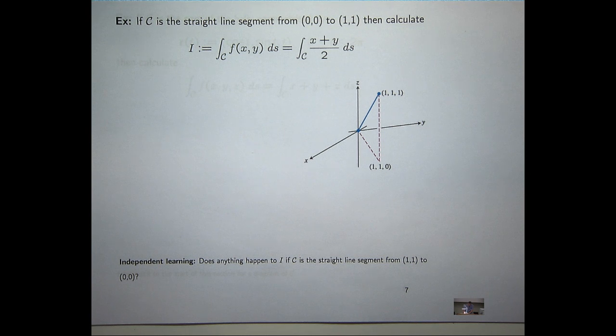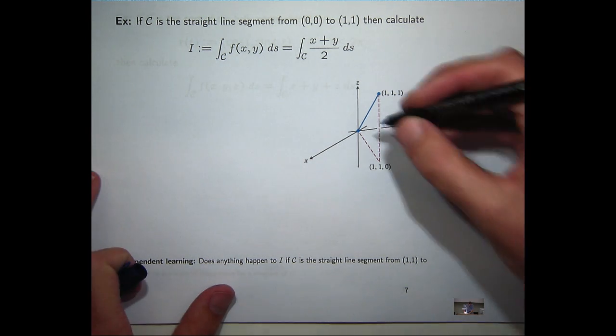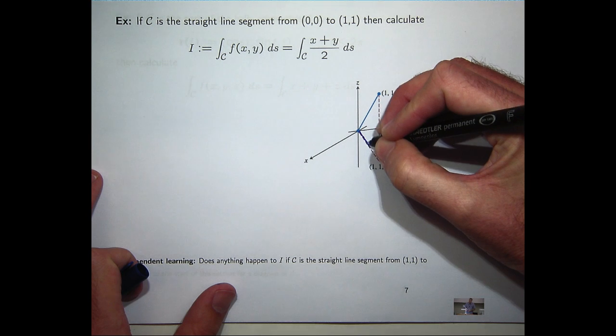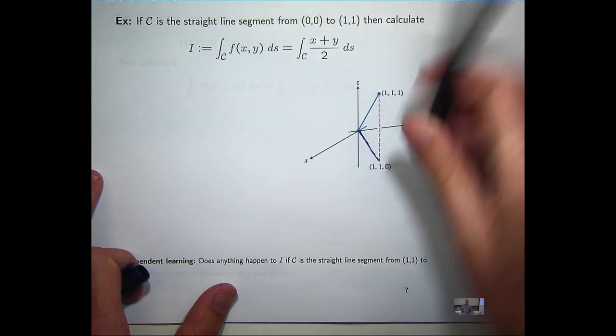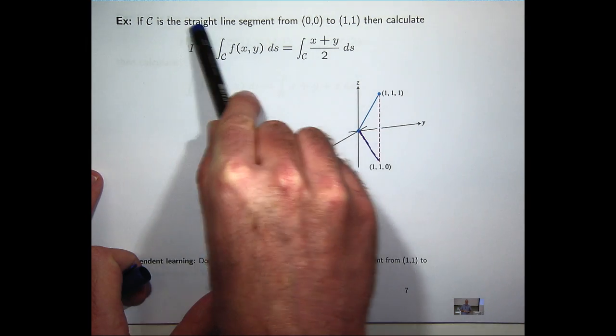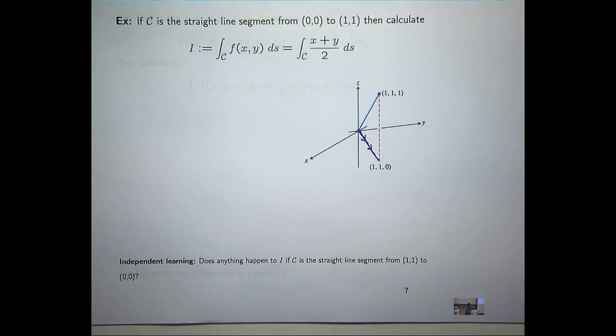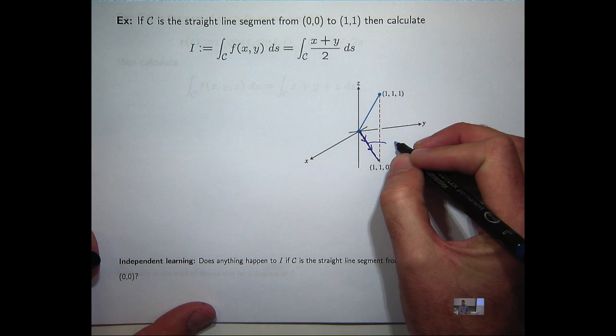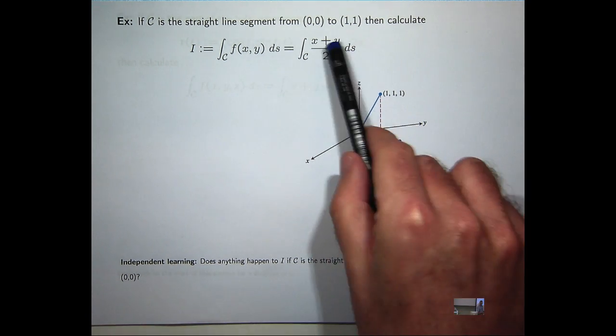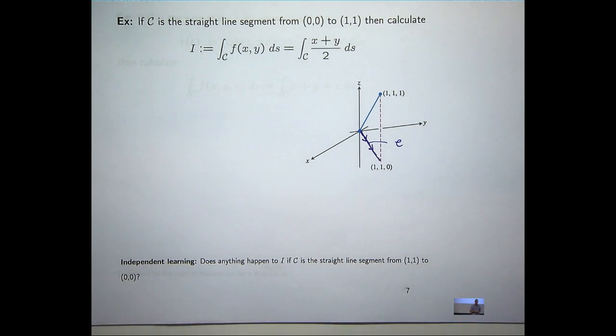Our curve, curly C, is this line segment here. And we're told that actually it's from the origin to the point (1, 1), which will just lie in the xy plane. Okay, so that's your C. What we're asked to do is integrate this function over that curve.